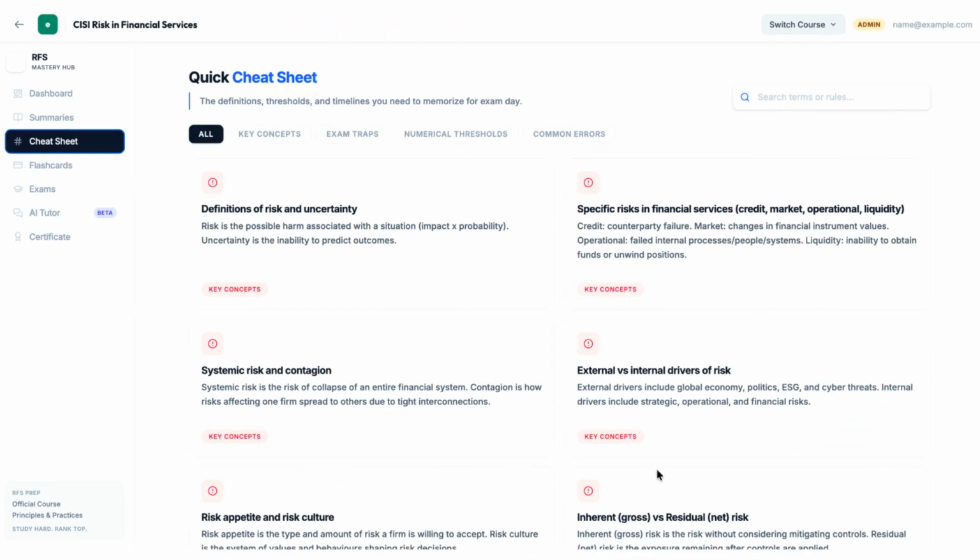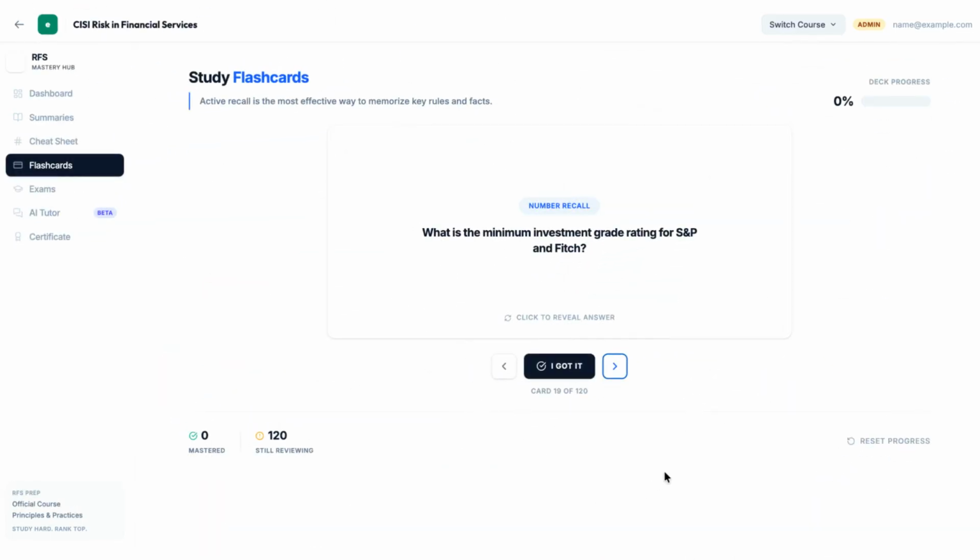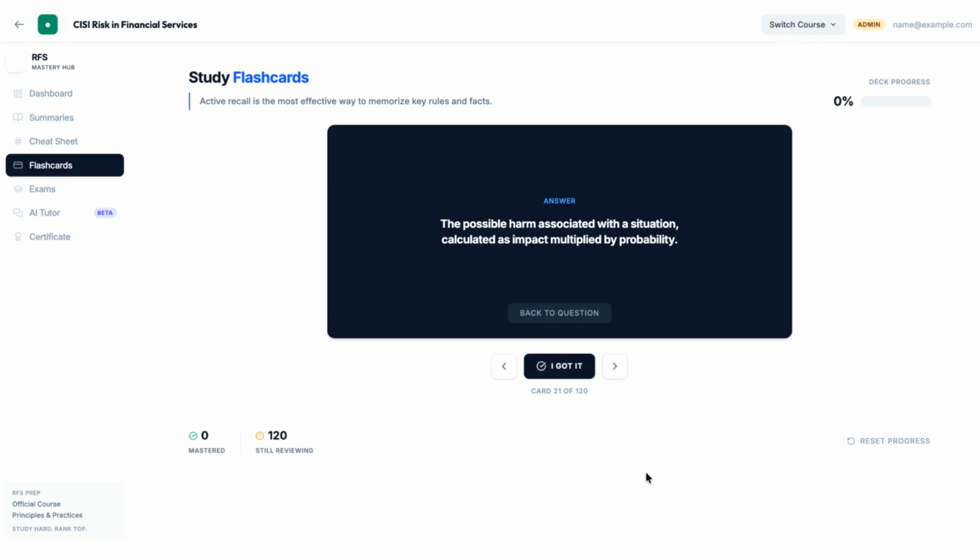The quick cheat sheet is your searchable reference for timelines, thresholds, and key definitions, offering an organized way to review crucial concepts. Use the flashcards feature for active recall training. This is the most effective way to memorize key rules and facts needed for the exam. When reviewing flashcards, you can reveal the answer to test your knowledge and track your progress through the deck.